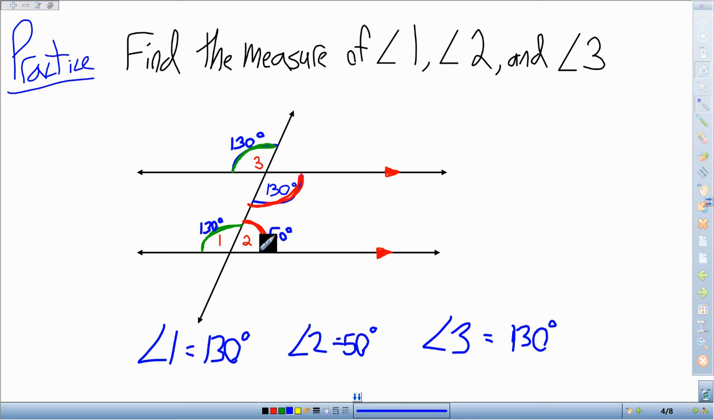Okay. Another way I could have found that this was 50 degrees is I could have noticed that these two angles make a flat line and they add to 180, and that would have been another way of doing it. Okay, all right, so let's keep moving.